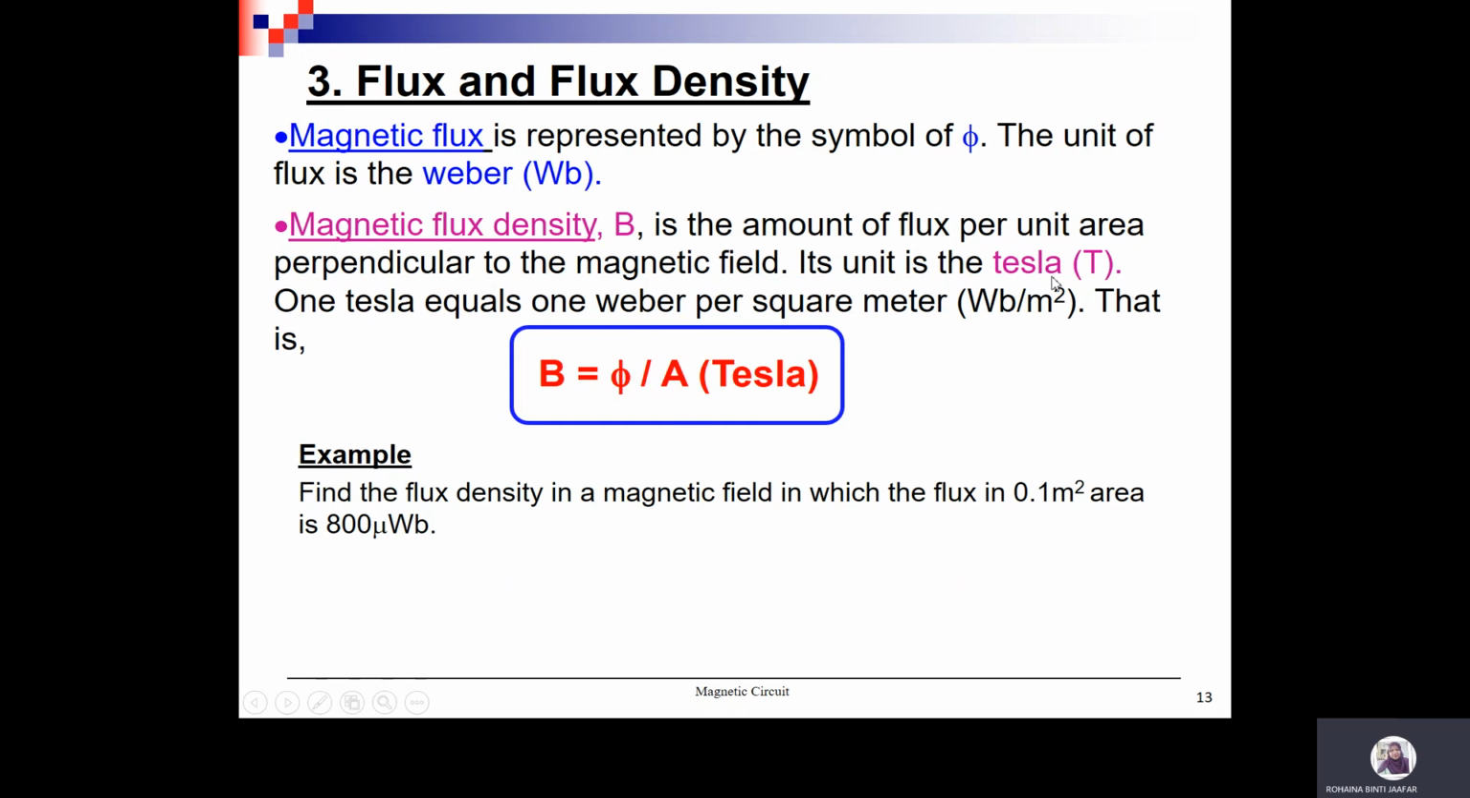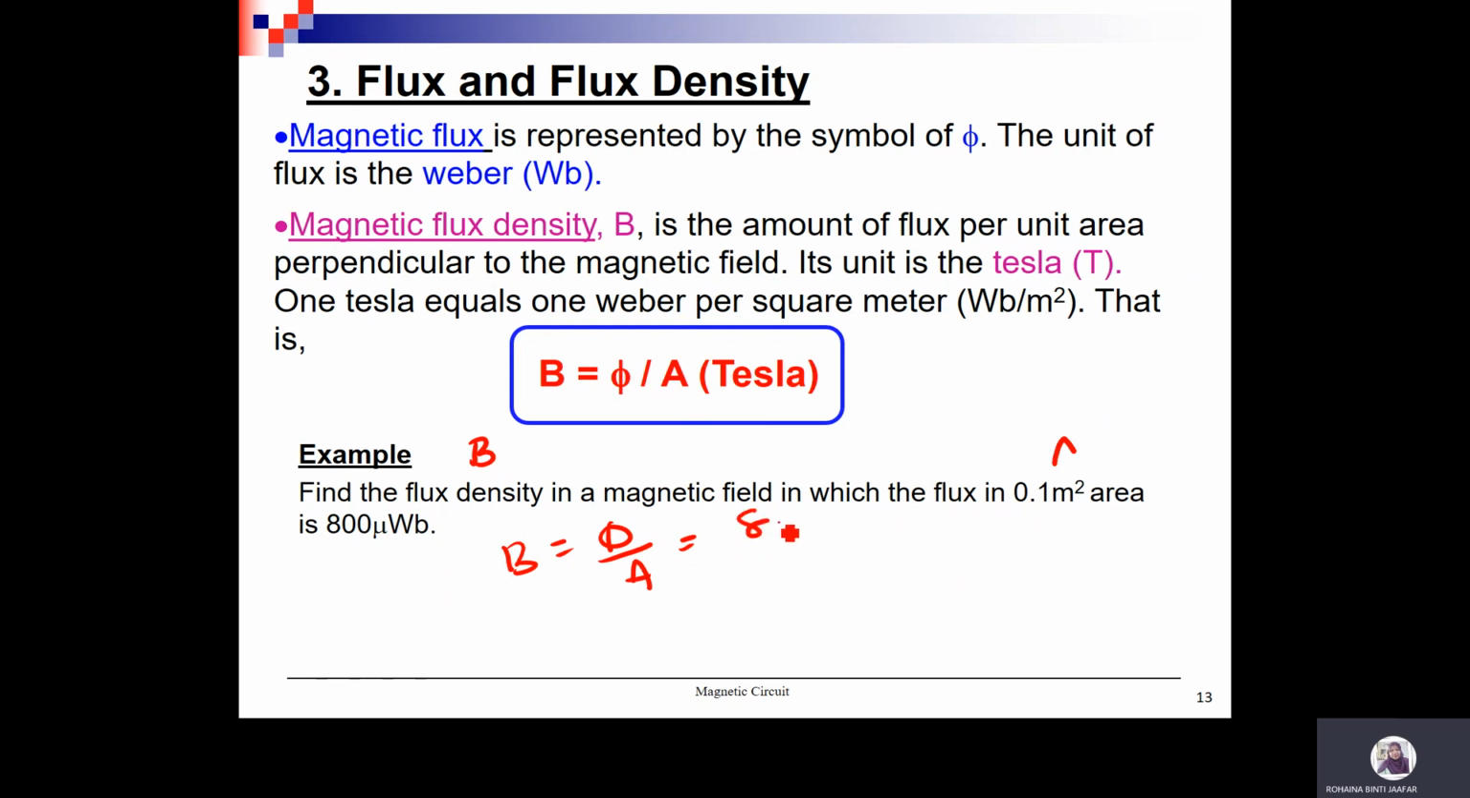So let's see this example. Find the flux density B in a magnetic field with the flux in 0.1 meter square area. So this is your A. Okay, this is your A. So find B. B equals Phi over A.